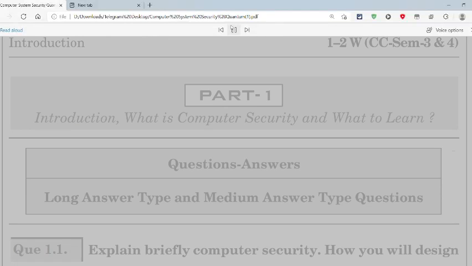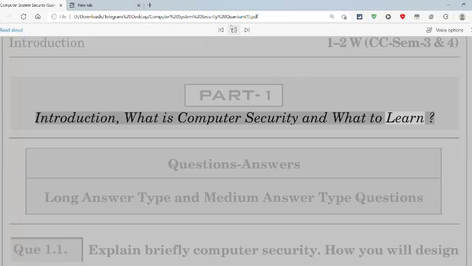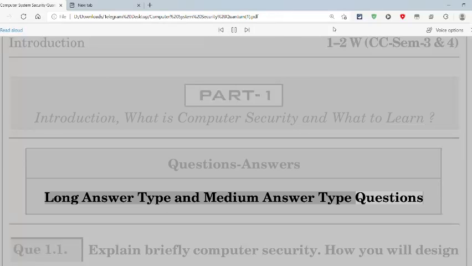Introduction 1 to 2W, CCSM 3 and 4. Introduction, what is computer security and what to learn? Questions answers. Long answer type and medium answer type questions.